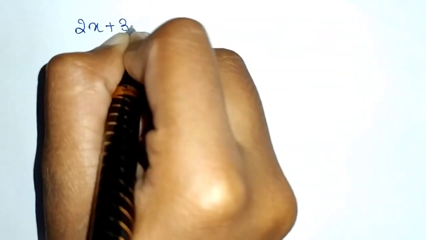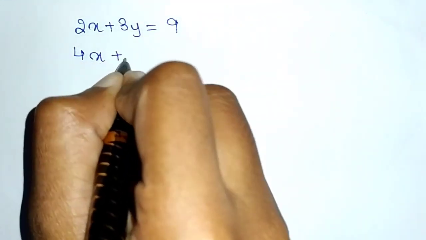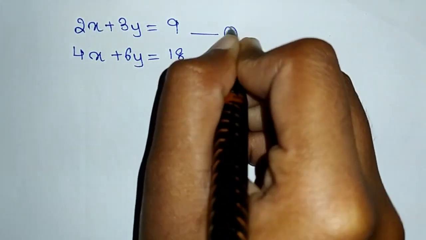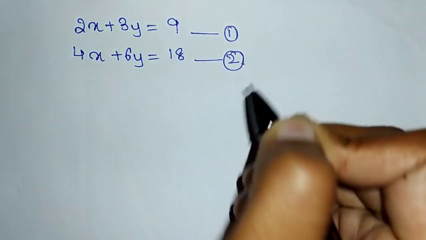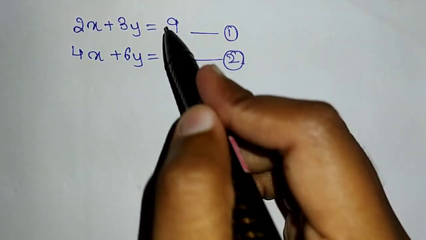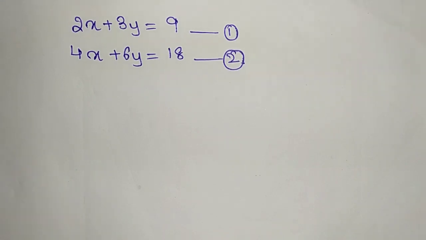Consider the equations 2x plus 3y is equal to 9, 4x plus 6y is equal to 18. This is our equation 1 and this is our equation 2. So now we have to determine whether these equations have a unique solution or infinitely many solutions or no solution at all between them. So first let us write down the values of a1, a2, b1, b2 and c1, c2.